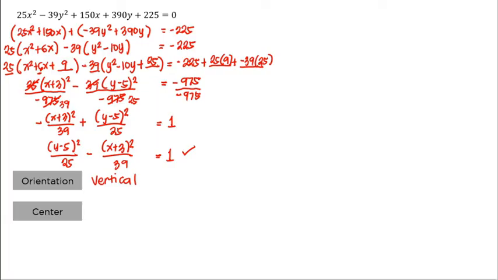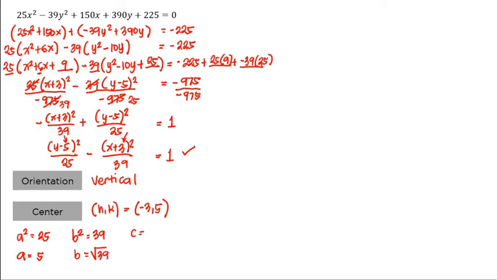Next, for the center (h, k), our h is the partner of x. So this is our h, so that will be negative 3. And our k is, you have here 5. So (h, k) is (negative 3, 5). And from our standard equation, we can solve for a, b, and c. So a squared is just equal to 25, a will be equal to 5. b squared is equal to 39, b will be equal to square root of 39.